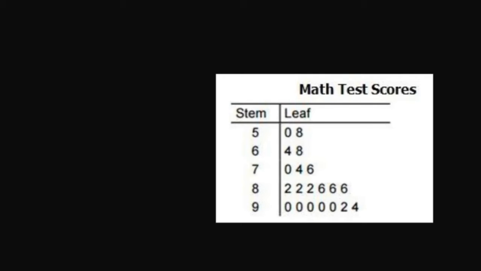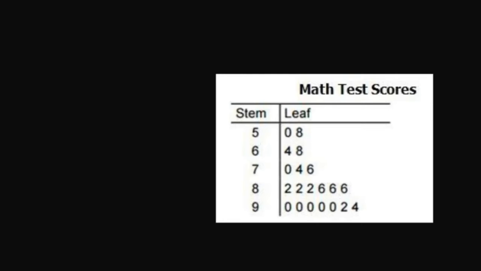The example you see on your screen is about math test scores. Now, the stem talks about the tens place. It represents the tens place. So when I see the number 5 under the stem, I know that means 50. If I want to know how many ones, I'm going to go look at the leaf part.